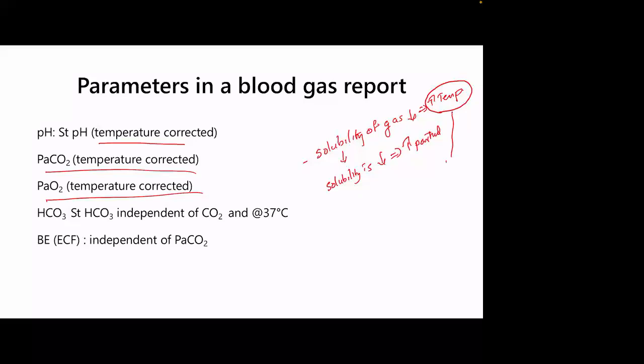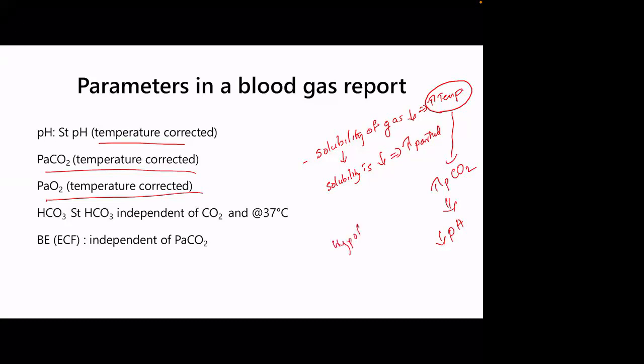And with the decrease in temperature, the carbon dioxide will be decreased and pH will be increased, when it's measured at a lower temperature or at the same temperature.